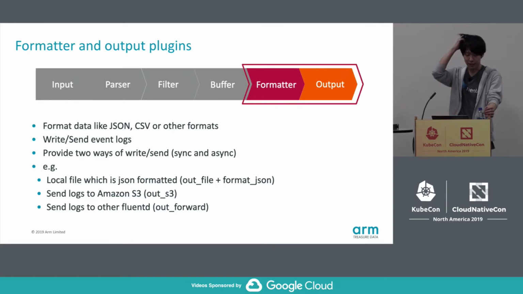And if you want to save data in Amazon S3, you can use the out_s3 plugin. And if you want to send data to another Fluentd node, we provide a special plugin, out_forward, for such a purpose.